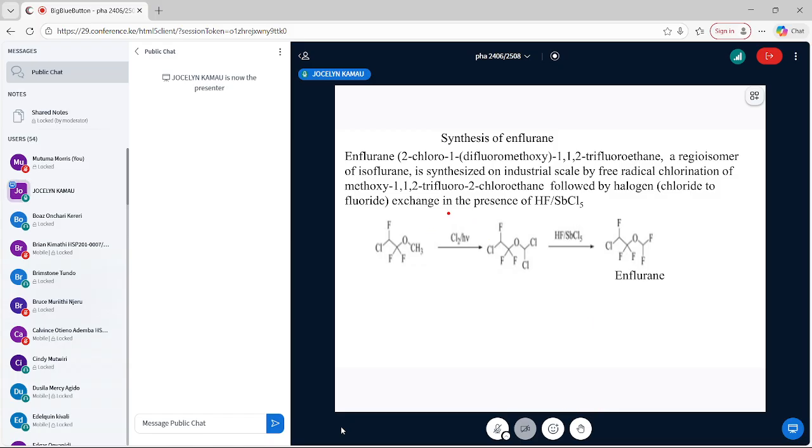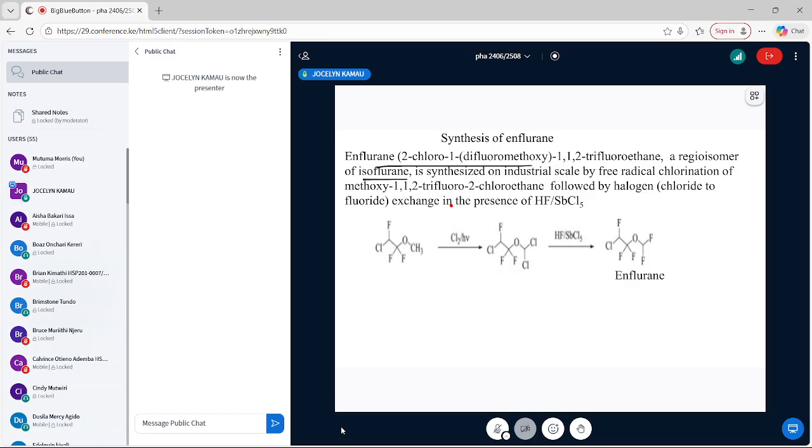And this is a simple synthesis of enflurane, 2-chloro-1-difluoromethoxy-1,1,2-trifluoroethane. This again, you need to go back to your IUPAC system. It is a regio isomer of isoflurane, as we have already mentioned, a specific area. That's what we're calling a regio isomer. It is a positional isomer. There is shifting of some groups from one carbon to the other to give us the enflurane or isoflurane.